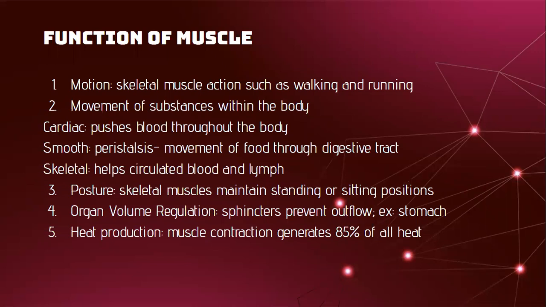Your muscular system also functions so that you can move substances within your body. With cardiac muscle, you push blood throughout your body. Blood is a substance, so that's movement of substances within the body. Then your smooth muscle does peristalsis, which is the movement of food through your digestive tract. And your skeletal muscles help circulate blood and lymph along with muscle action, so they do a lot. So that's movement of different kinds of substances within the body.